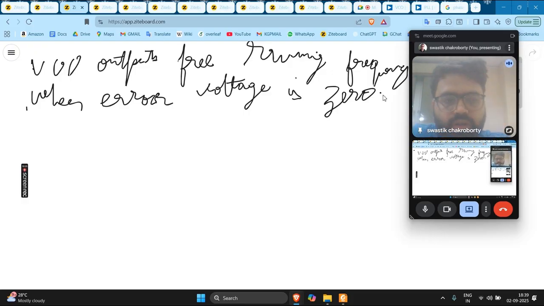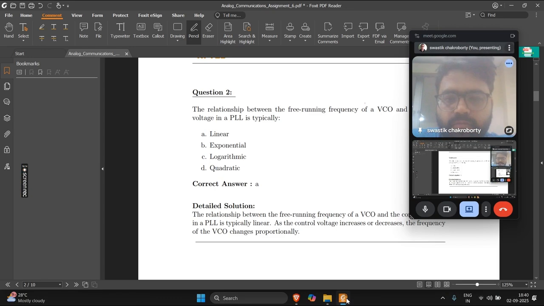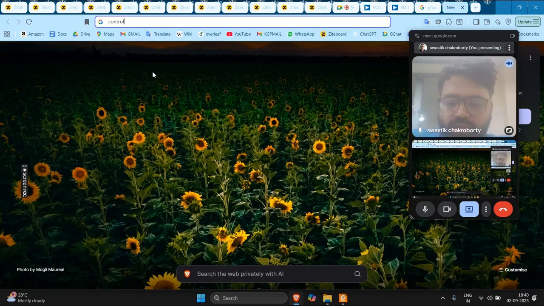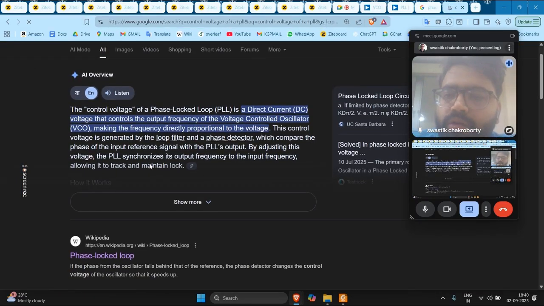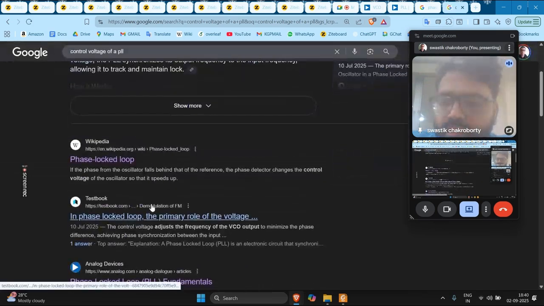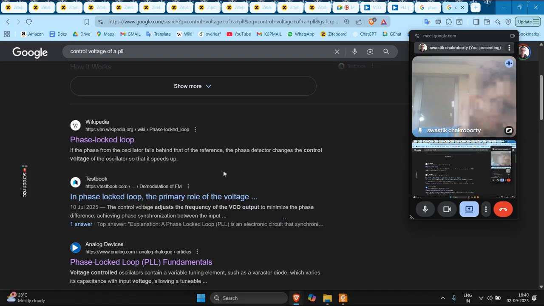Now we will come to the next topic, that is the control voltage of a PLL. So we have to find the relation between the free running frequency of the VCO and the control voltage of a PLL. So the next topic will be to understand the control voltage of the PLL. The control voltage of the PLL is basically the error that is filtered. So EF is the control voltage.